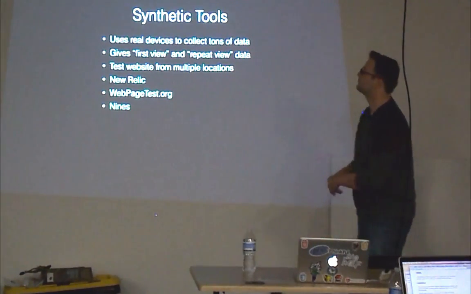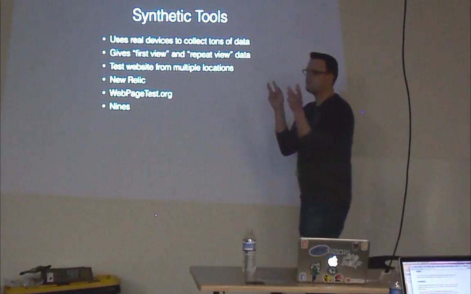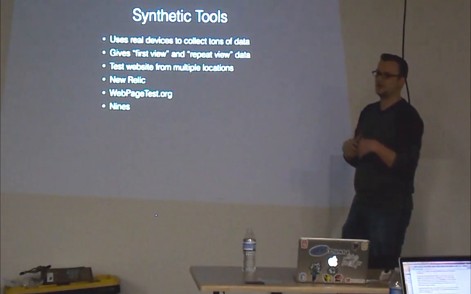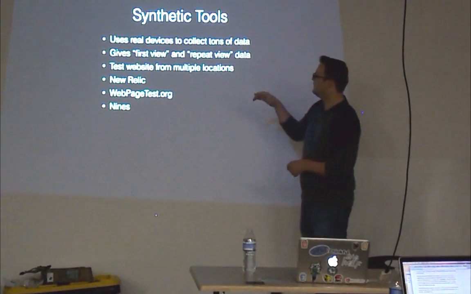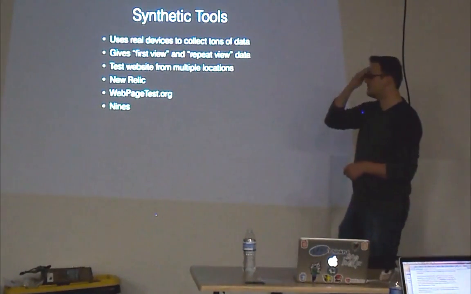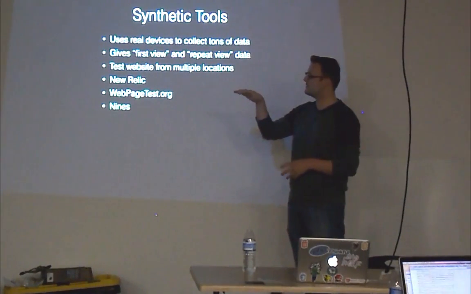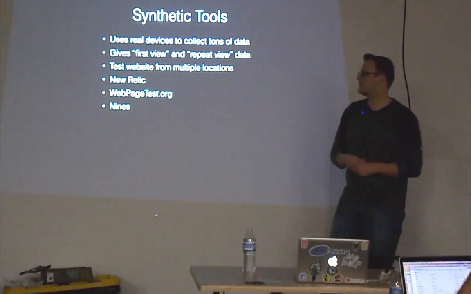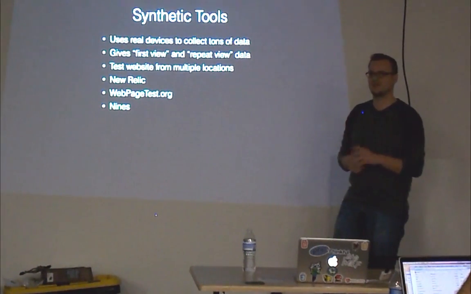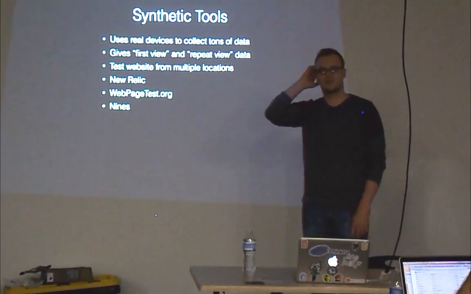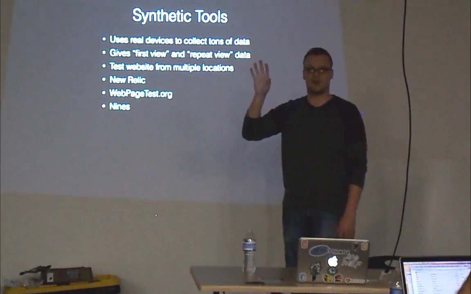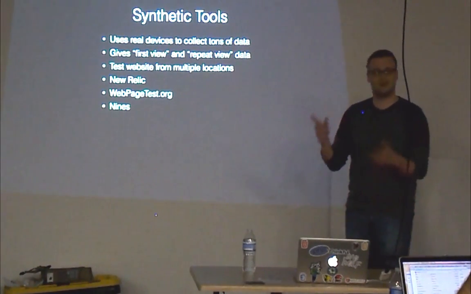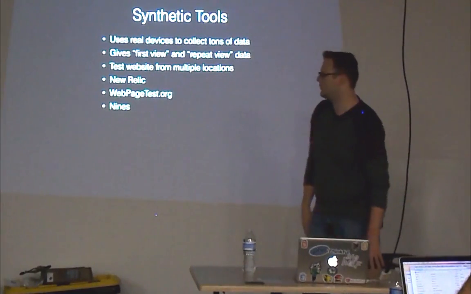And then looking at synthetic testing, it uses real devices. It gives you that first view, uncached version. It'll also, some tools will allow you to do repeat views, so you can see, you know, how your cache is loading. You can test the website from multiple locations, and then New Relic is somewhat new. It's been out for a few years, and then webpagetest.org is obviously kind of the standard for synthetic testing. Does anybody use New Relic by any chance? What about webpagetest.org? How many of you guys have heard of that? Okay, so just a couple. And then Nine's performance tool kind of piggybacks off of webpagetest.org.